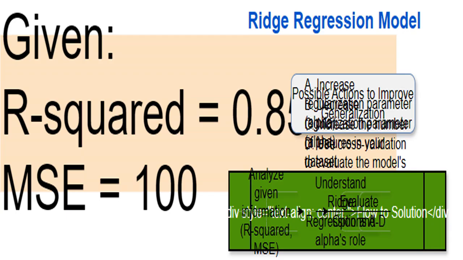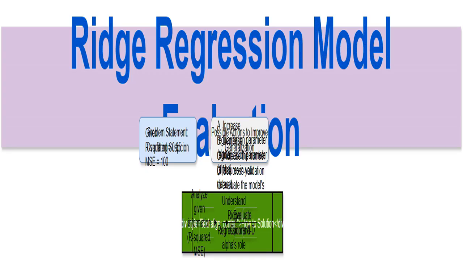The MSE of 100 tells me the average squared difference between predicted and actual house prices. I'm using ridge regression, a technique that helps prevent overfitting by adding a penalty to the model's complexity. I'm evaluating this model to assess its performance and generalizability.